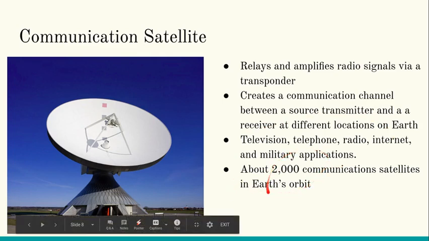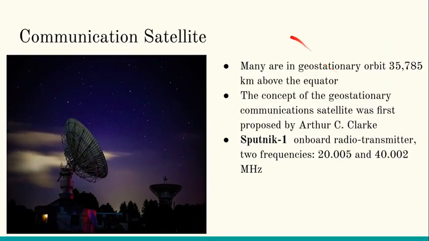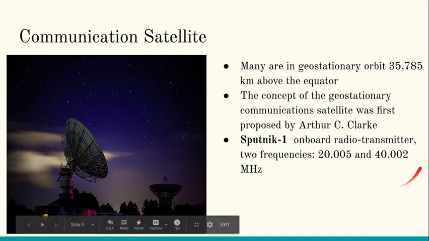There are about 2,000 communication satellites around Earth. Many of the communication satellites are in geostationary orbit, which is approximately at 36,000 km above the equator. And Arthur C. Clarke was the first to propose the concept of the geostationary communication satellite. Talking about the first satellite, in Sputnik 1, its onboard radio transmitter consisted of two frequencies. One is 20.005 megahertz and second is 40.002 megahertz.